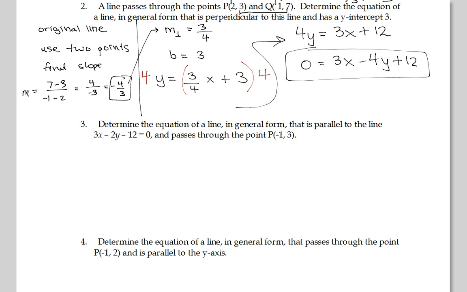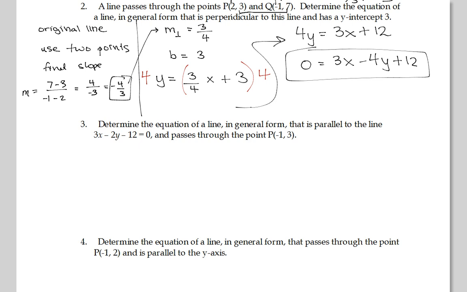Okay, let's try number 3. Again, I'm going to help you get there. You're going to try and do it yourself. So it wants us to find an equation of a line in the general form. That's where we want to be finished. We're going to have to do some work to get there. That is going to be parallel to this line. So this is just some other equation of a line, and we want our equation to be parallel to that, passing through some point.